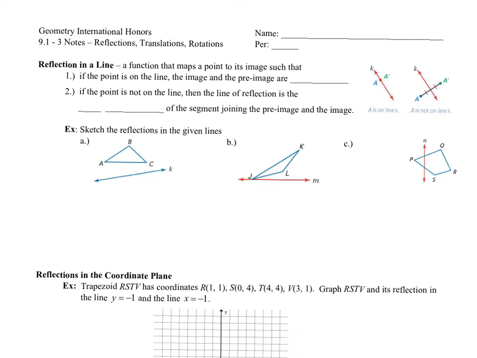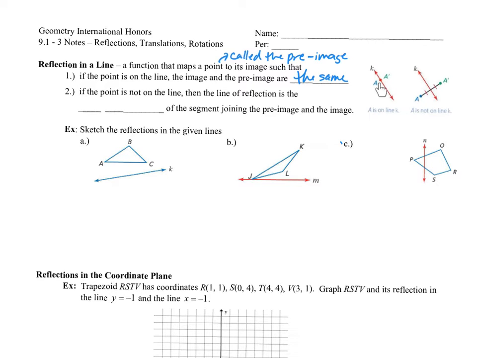So a reflection in a line is a function that maps a point, and that point we're going to call the pre-image. So that point is called the pre-image. All right, and so a reflection in a line is a function that maps a point called the pre-image to its image, such that, number one, if the point is on the line, then the image and the pre-image are the same point. Let's look at an example here.